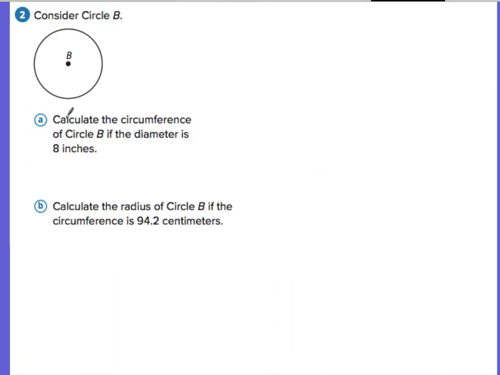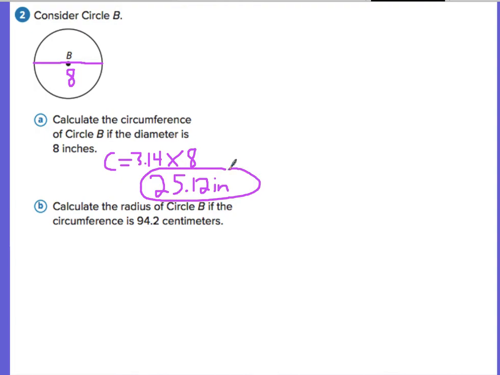Looking at circle B, part A says calculate the circumference if the diameter is 8 inches. So diameter goes all the way across. So circumference is going to be pi times diameter, 3.14 times 8. And we should get 25.12. And that's in inches. And remember that circumference is a measure of distance, so inches.